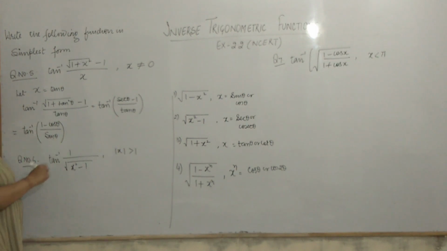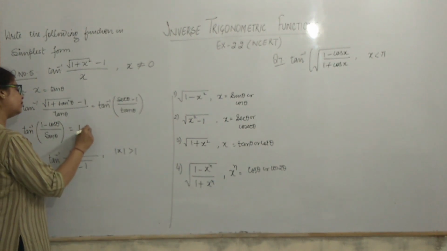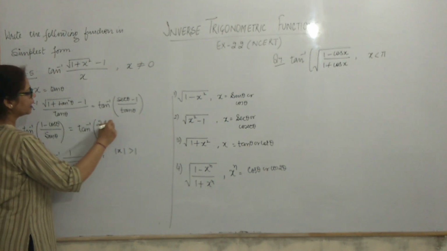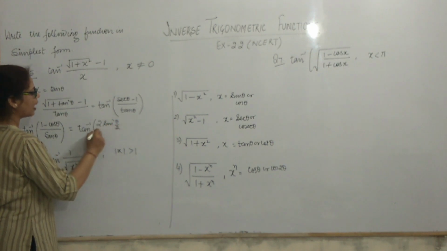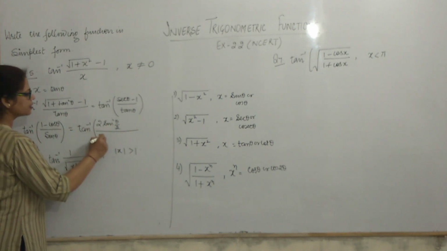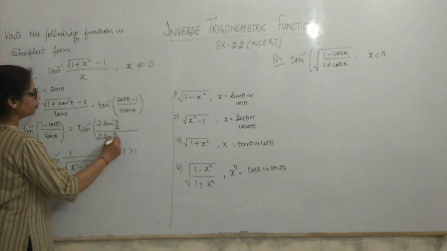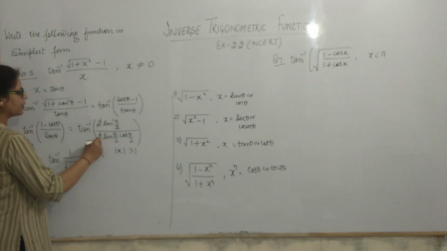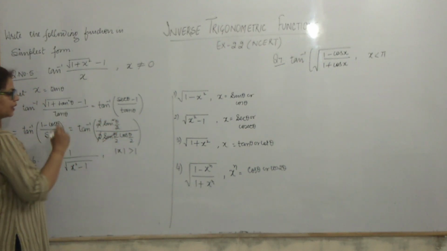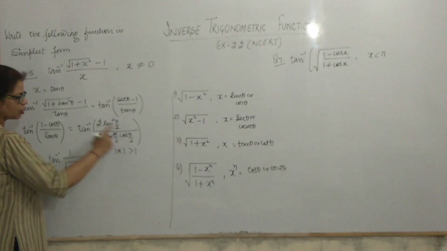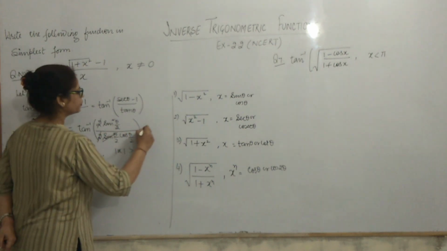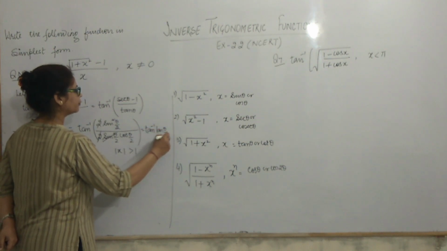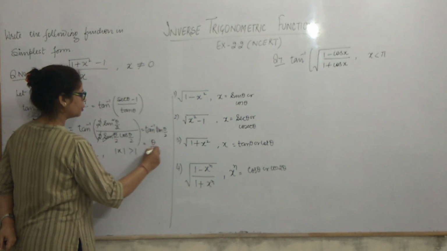Right? Taking LCM. So tan inverse of 1 minus cos theta is 2 sin square theta by 2. Remember the half angle formula: sin theta is 2 sin theta by 2 cos theta by 2. 2 cancels out, one sin theta by 2 cancels out. Sin theta by 2 upon cos theta by 2 is tan theta by 2. So this is tan inverse tan theta by 2, and this is equal to theta by 2.